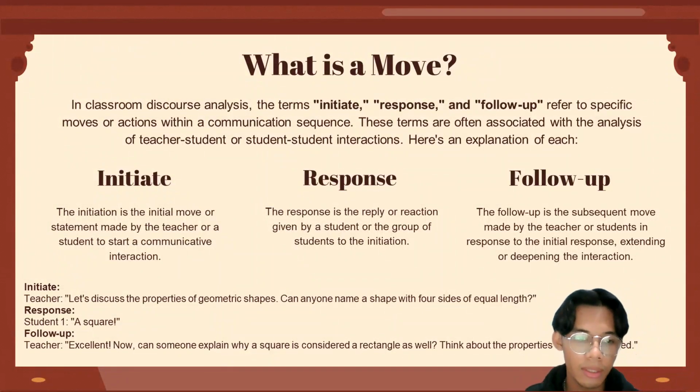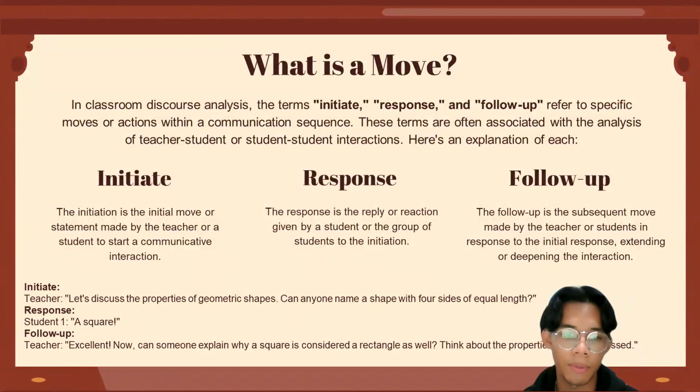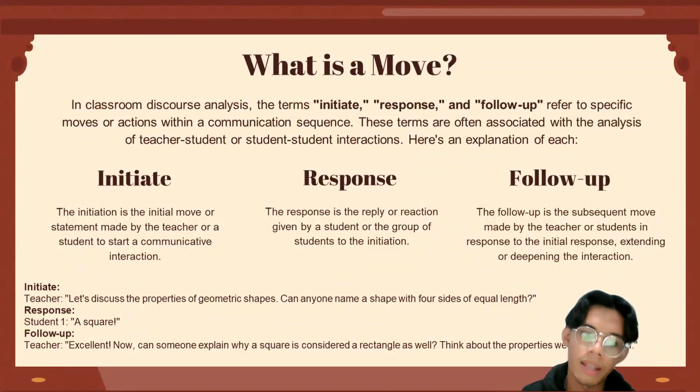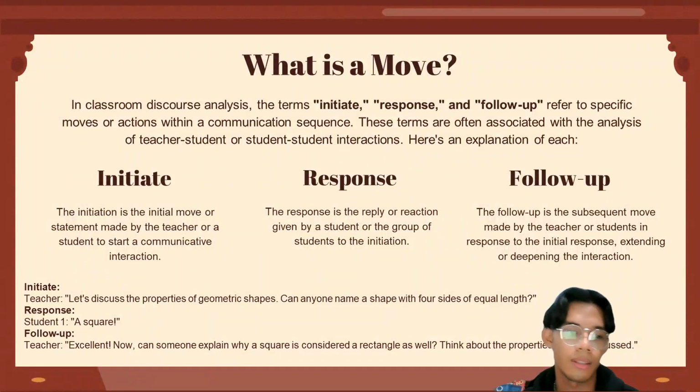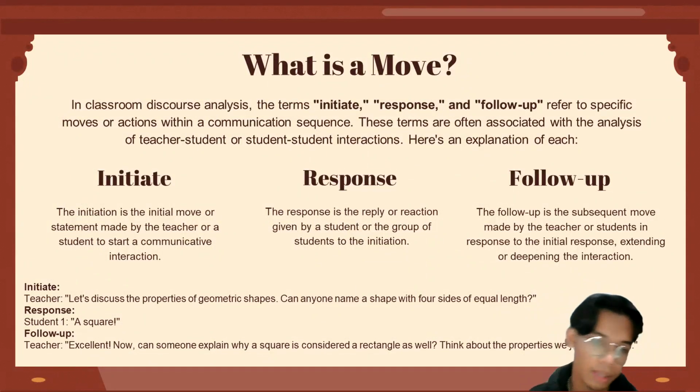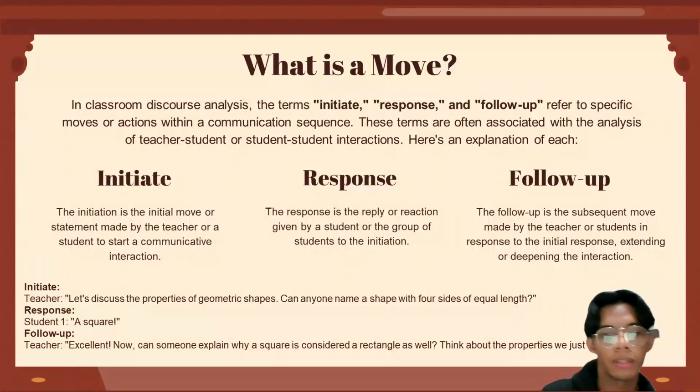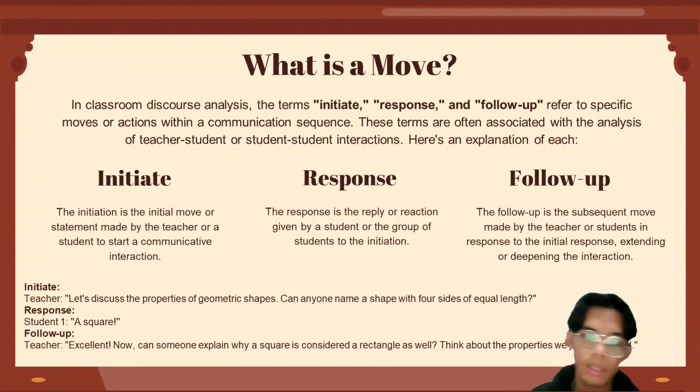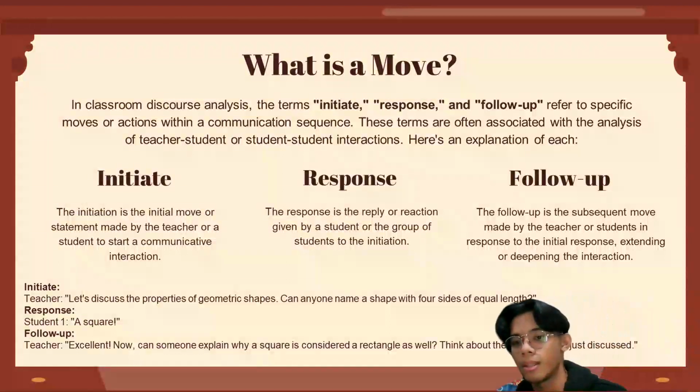So you can see the initiate. Teacher says, "Let's discuss the properties of geometric shapes. Can anyone name a shape with four sides of equal length?" And then the student's response: "A square," he said. And then the teacher gives a follow-up by saying, "Excellent. Now, can someone explain why a square is considered a rectangle? Well, think about the properties we just discussed."